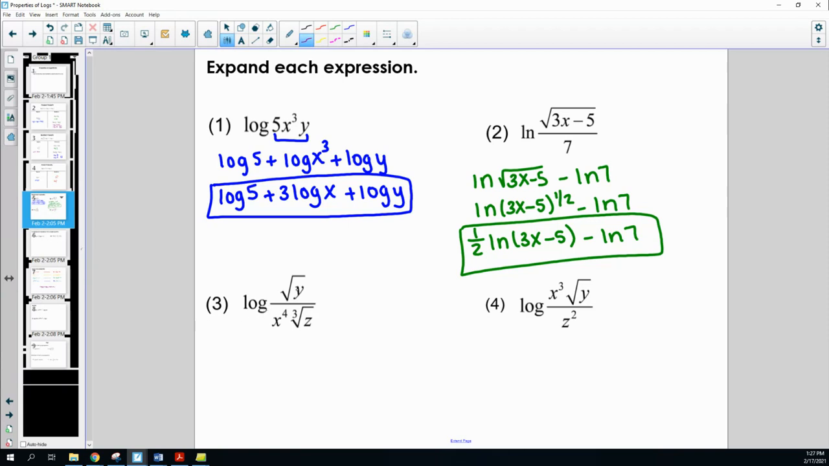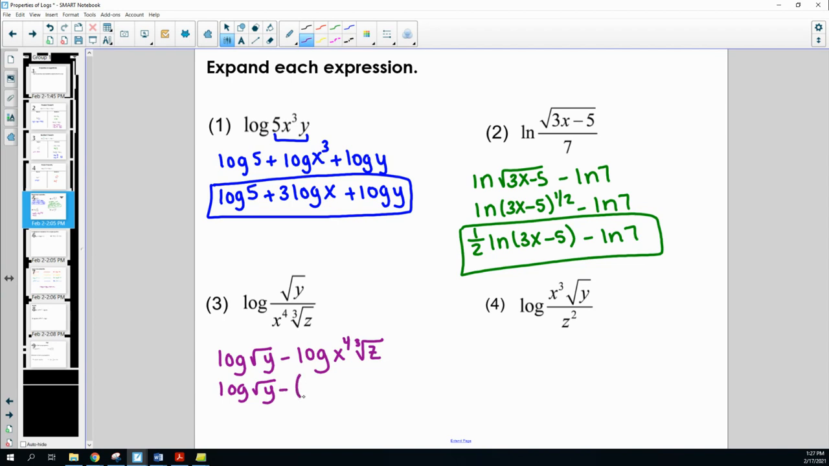So we've got a log, and we have overall division, but in the denominator, there's multiplication happening. So let's say that we have the log of the square root of y minus the log of the whole bottom, x to the 4th cubed root of z. Okay. Now this piece we can break up using addition. However, because it's in the bottom, it's going to stay with this negative. So let me just rewrite this like this.